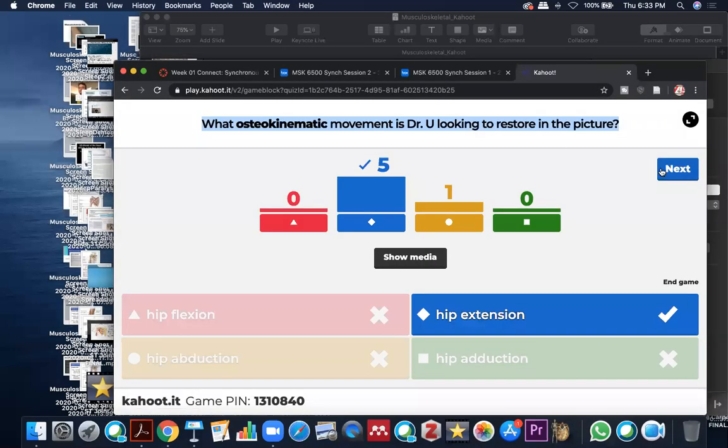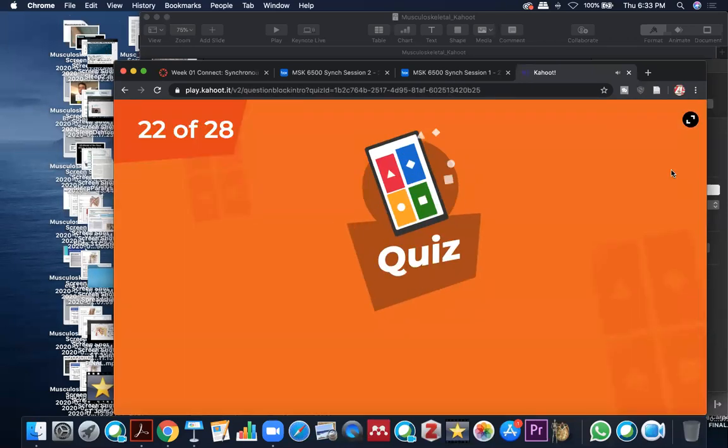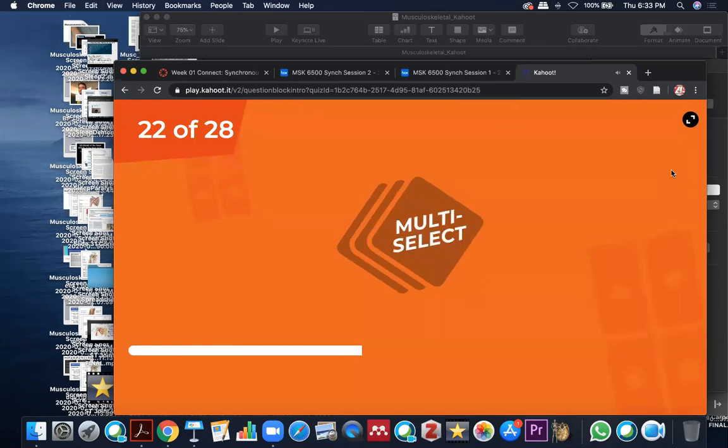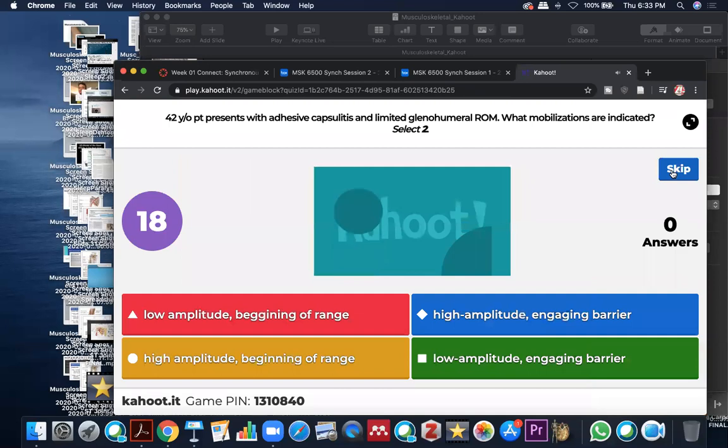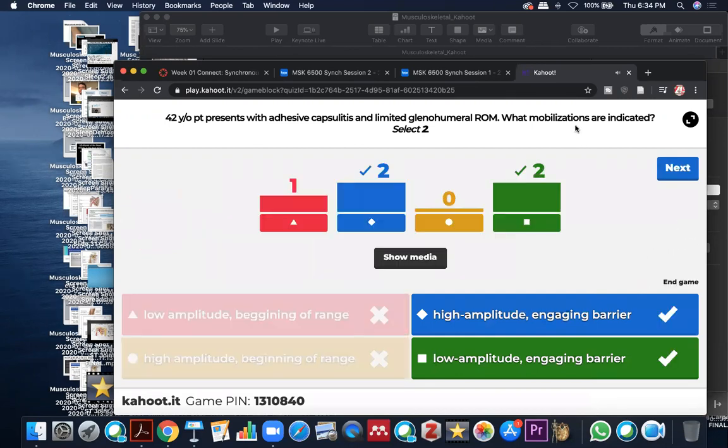Okay, and we could probably do just one more here, and then I have to call it for the night. So this one, again, just has one answer here. A 42-year-old patient presents with adhesive capsulitis and limited glenohumeral range of motion. What mobilizations are indicated? Yeah, so it's these two right here.